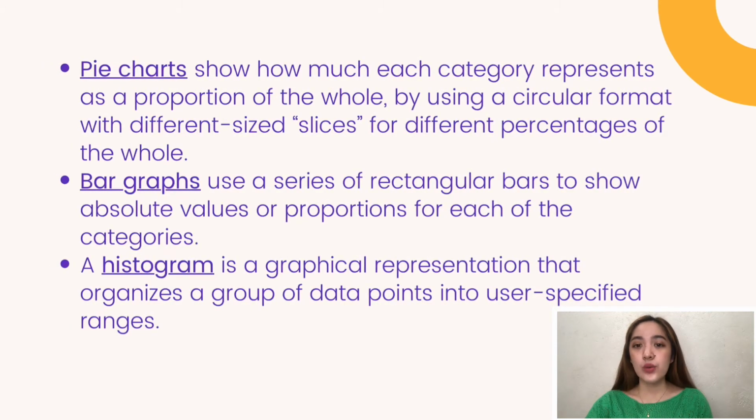Pie charts show how much each category represents as a proportion of the whole by using a circular format with different size slices for different percentages of the whole. Bar graphs use a series of rectangular bars to show absolute values or proportions for each of the categories. And a histogram is a graphical representation that organizes a group of data points into user-specified ranges.